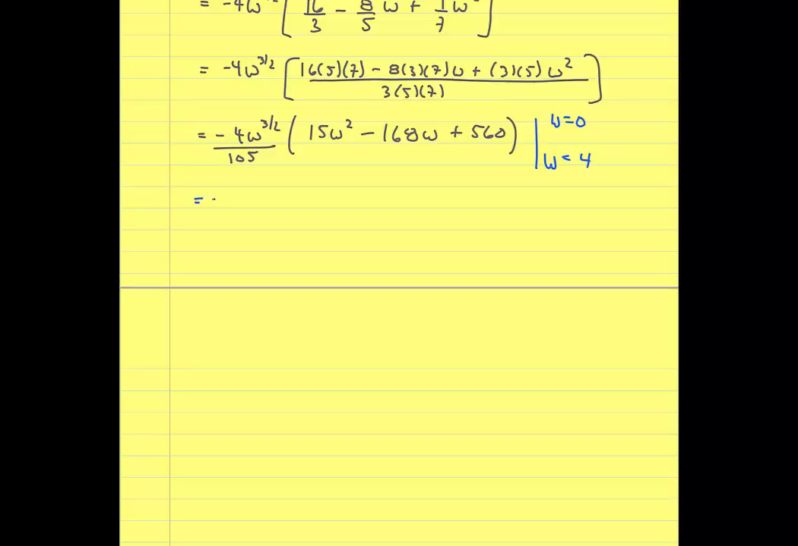So I have this negative 4 over 105, which is the coefficient. And then I have to plug in this w to the 3/2. So I'll have 0 to the 3/2 times 15 times 0 squared minus 168 times 0 plus 560. That's my upper. Now let's go ahead and subtract out my lower. 4 to the 3/2 times 15 times 4 squared minus 168 times 4 plus 560.